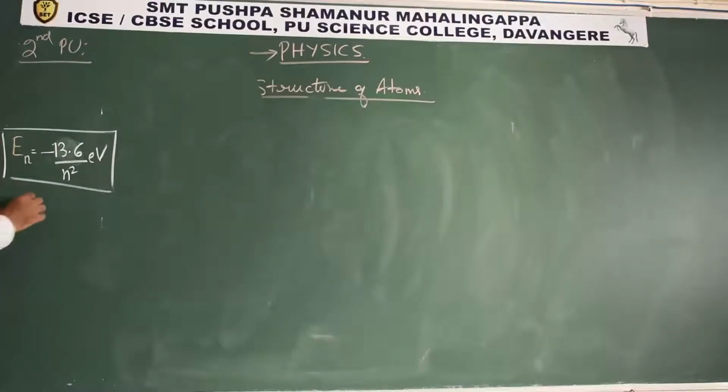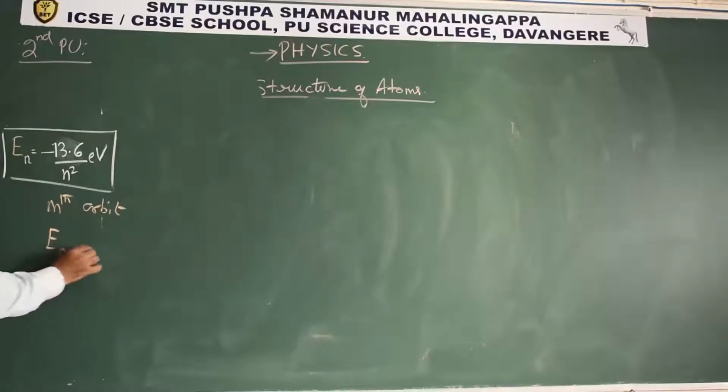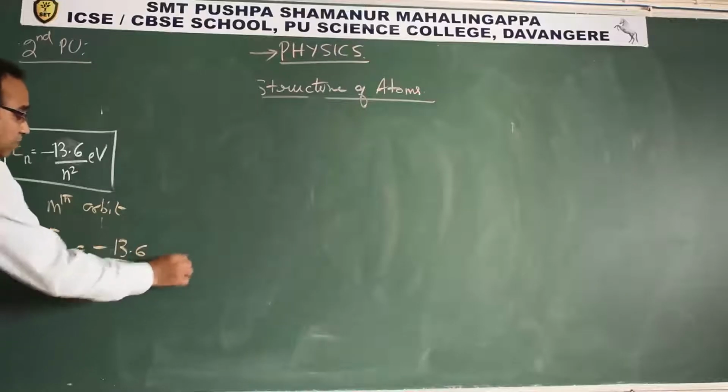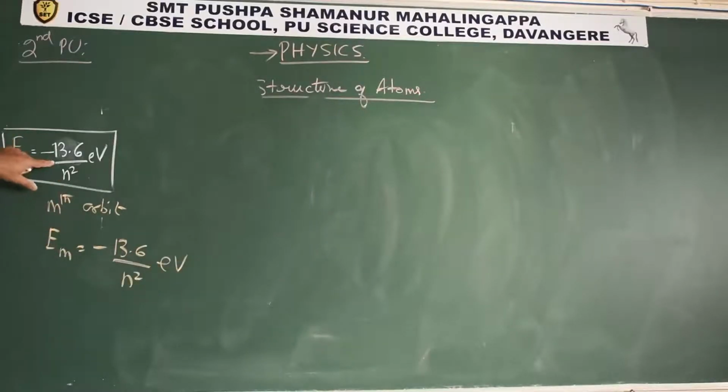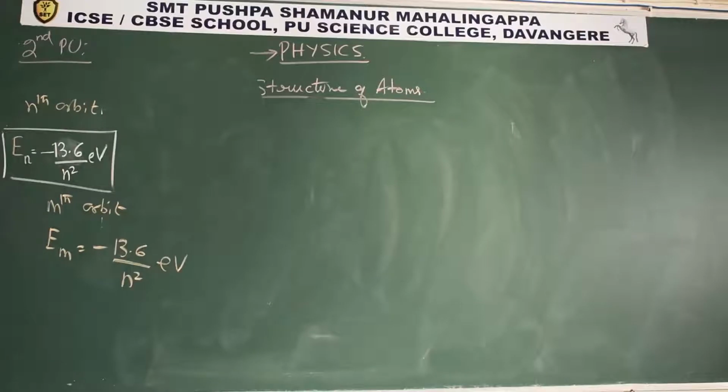So if I take E_n, it will be minus 13.6 by n square electron volt. Here I have considered Z as 1. That is why Z is not there, otherwise in the equation there was Z. Okay, so this is for the nth orbit. This is what we have.